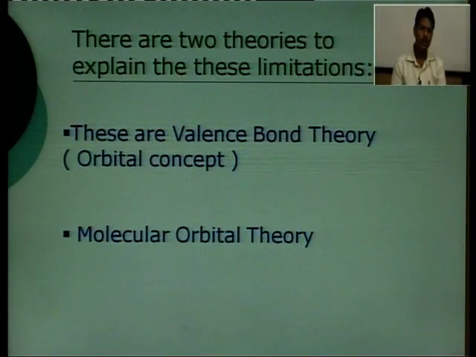So, there are two theories to explain these limitations. These are valence bond theory or orbital concept, and molecular orbital theory. These theories explain why homonuclear molecules are formed and what their shape is.